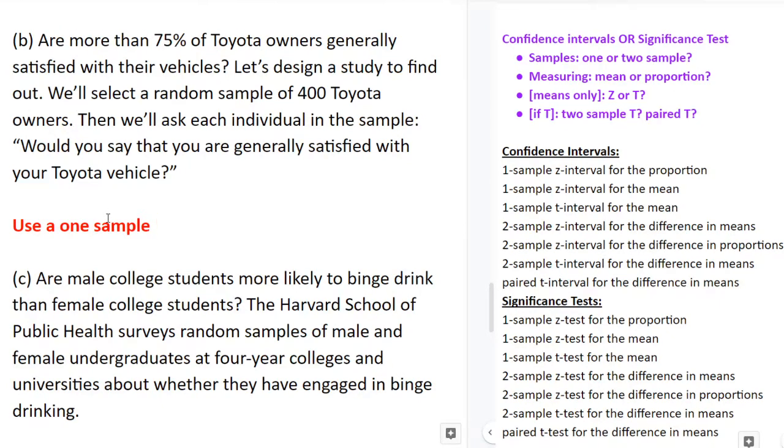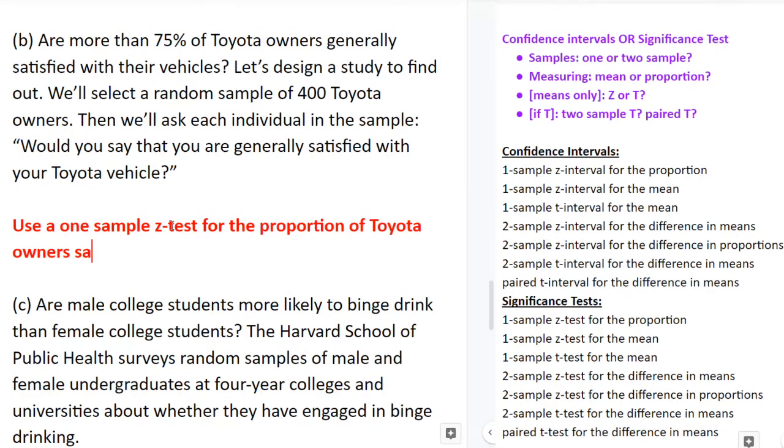And that's basically it. You're just deciding, am I running a confidence interval or a significance test? So if we want to know, are more than 75% of them satisfied, that sounds like a hypothesis test, a significance test, right? Is it 75? Is it more than 75? So we're going to do one sample, in this case, Z test for a proportion of Toyota owners satisfied with their vehicles.